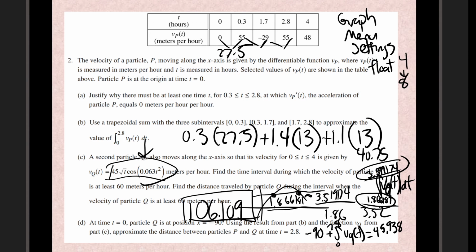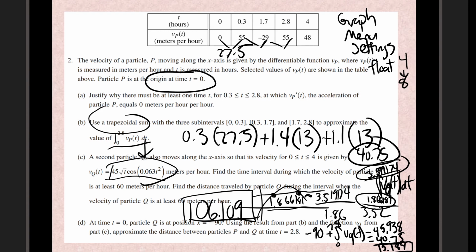Okay, and then for the position of P, we take this 40.75, which is the integral from 0 to 2.8 based on our approximation. And if it starts at the origin at time equals 0, well, then it's just at 40.75. So we just subtract 40.75 from 45.938, and we get that they're 5.188 roughly meters apart, because remember, our trapezoidal sum is an approximation. So it's 5.188 meters apart.